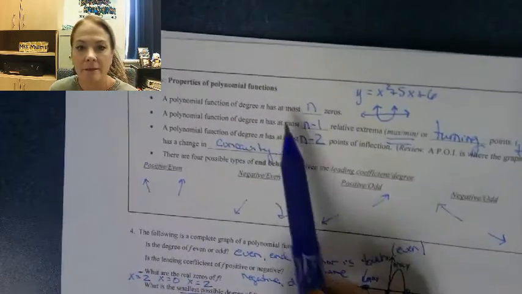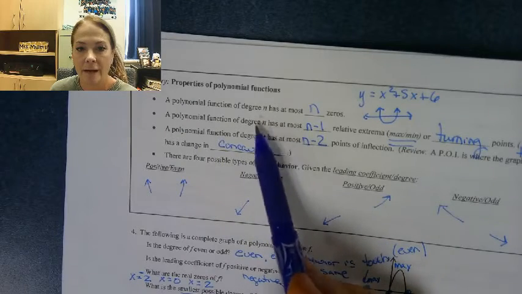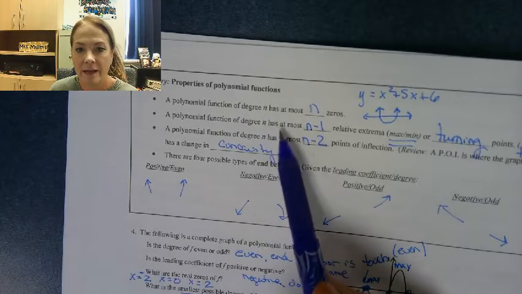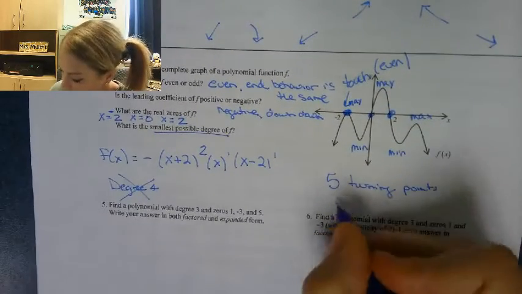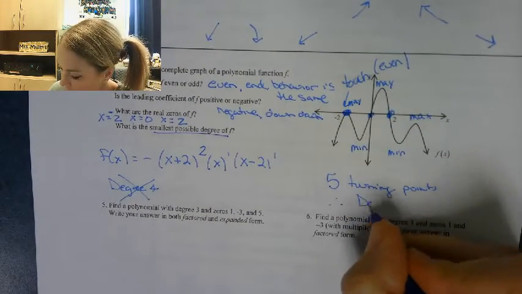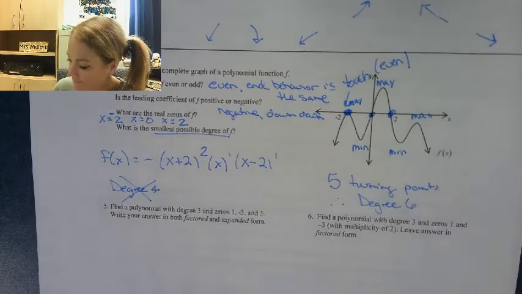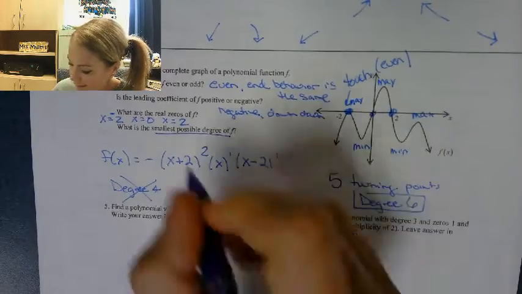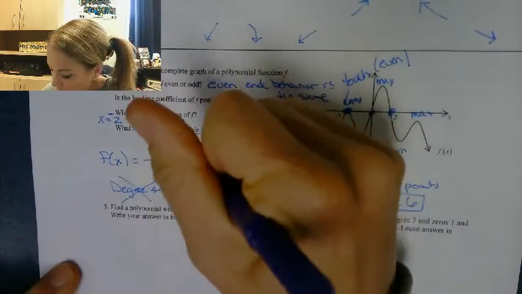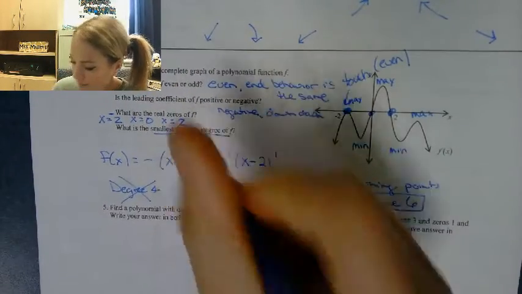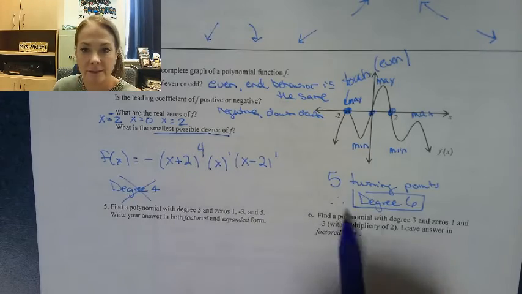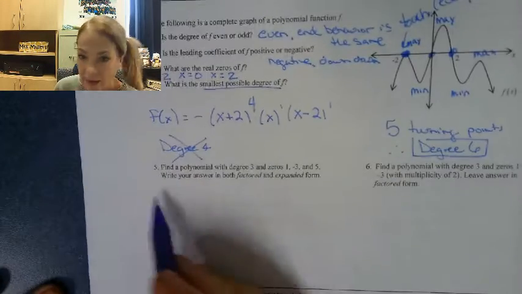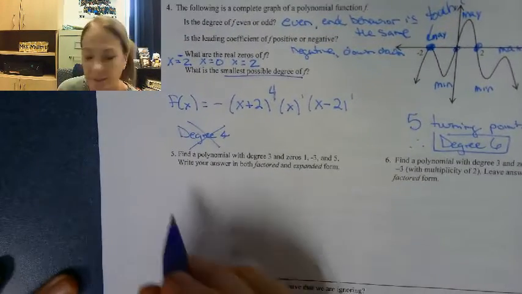Okay, so up here it says if you have a degree of n, then you're going to have 1 less turning points. So if I have 5 turning points, that had to come from a degree of 6. So that bumps this up to being a 4, and that's how we get 4, 5, and 6. So this is degree 6. Okay, now for 5 and 6, we just put Humpty Dumpty back together again.